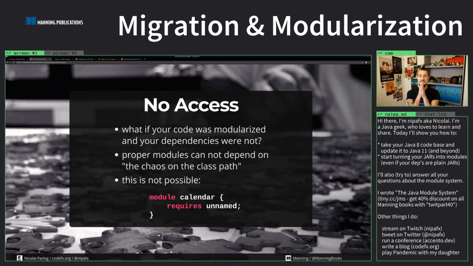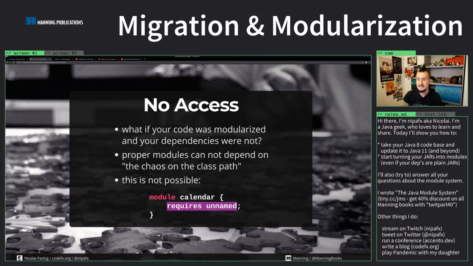The problem is, if you start modularizing your code, then you have to put your dependencies into these requires directives. You have to say your module requires your dependency. If your dependency is not yet a module and you put it onto the class path, then it's in the unnamed module. But you cannot requires unnamed.